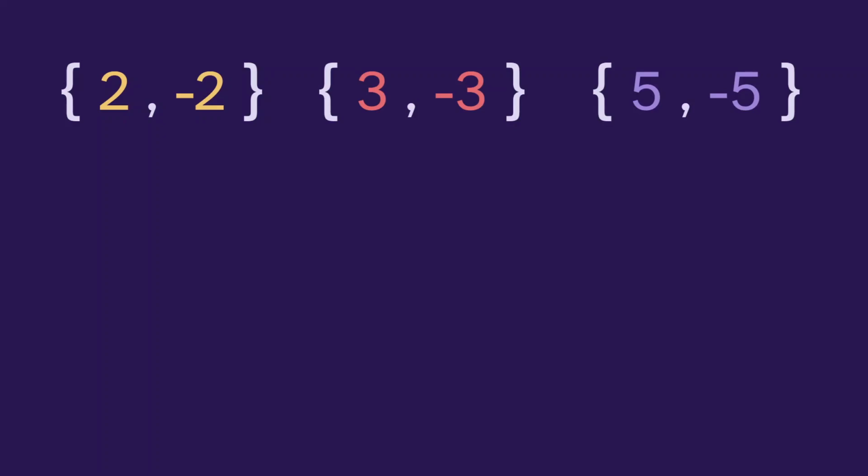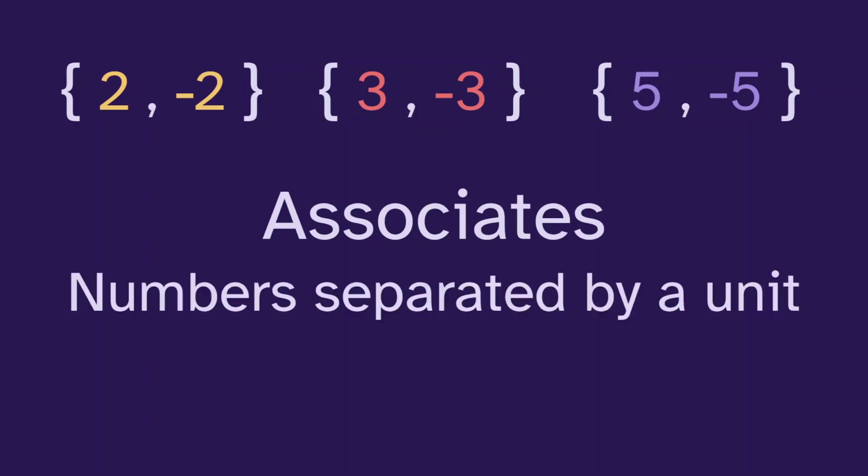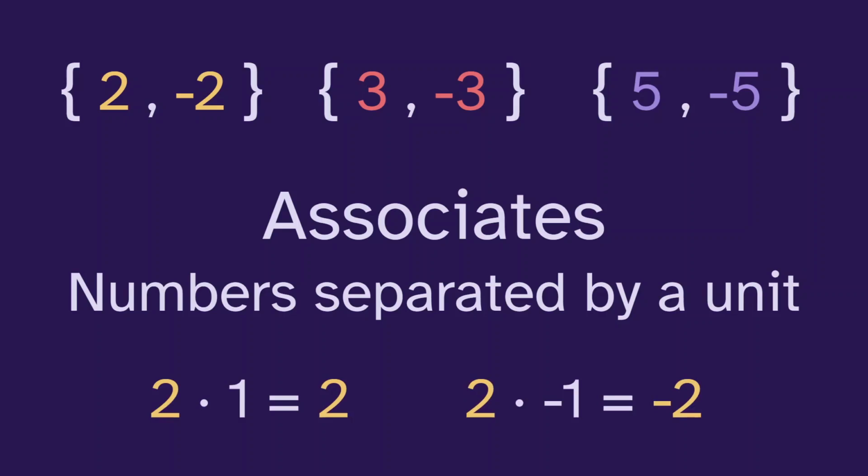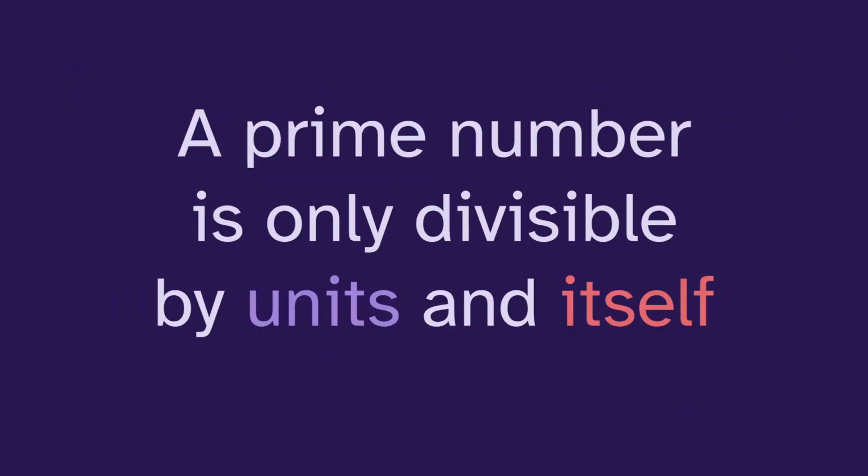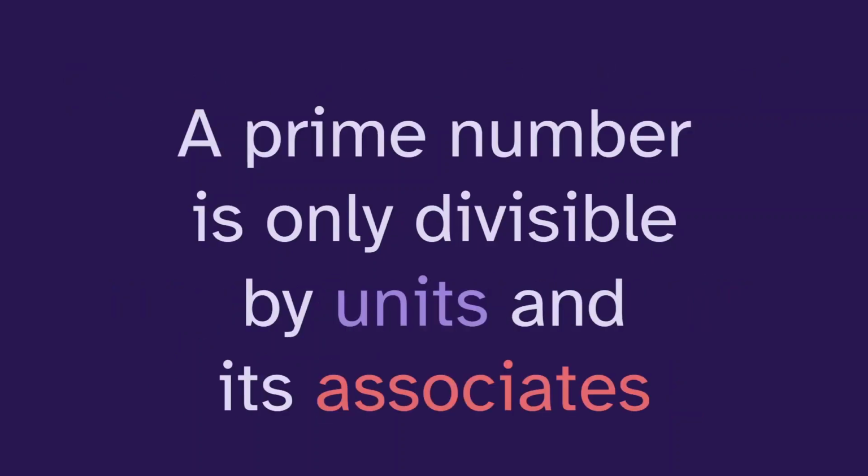And the term for this is grouping associates. Associates are numbers that are separated by a unit. So the associates of 2 are 2 times a unit. So 2 times 1 is 2, and 2 times negative 1 is negative 2. So we achieved unique factorization by grouping together associates. Okay, so now we want to edit that definition once again. We'll say a prime number is only divisible by units and its associates. And this definition allows us to extend primes across all integers.